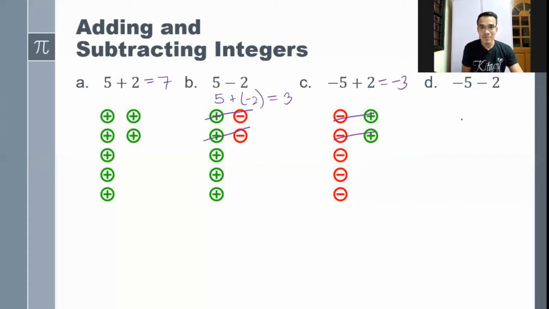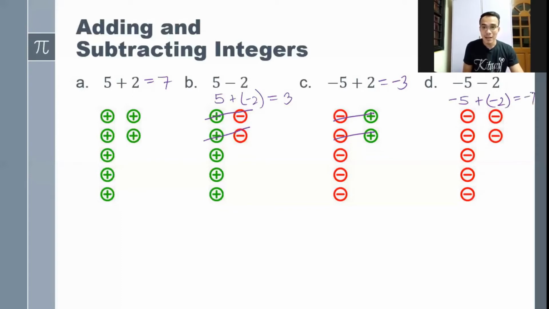And for letter D, negative 5 minus 2 is the same as negative 5 plus negative 2. We always have to apply the definition of subtraction. The first number is negative 5. There should be 5 negative chips. The second number is negative 2. There should be 2 negative chips. We have nothing to cancel out here, so let's just count the number of negative chips altogether. We have 5, 6, 7. Therefore, negative 5 plus negative 2 is negative 7.